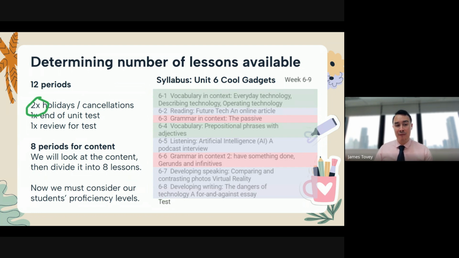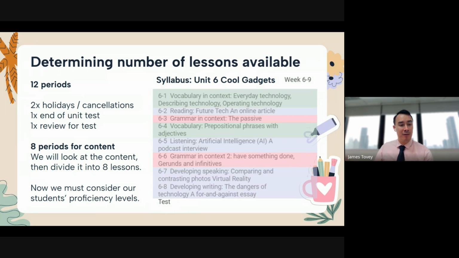Now, if you don't happen to have any cancellations, you may get those periods back, and that's fantastic. That means you can do a good amount of review or some additional practice work for their test, which would be a good opportunity for them to get a good understanding of the content you've gone over already. All right, so let's say we're going to cover all of this in 8 periods, plus the test on top of that, and the review, of course.